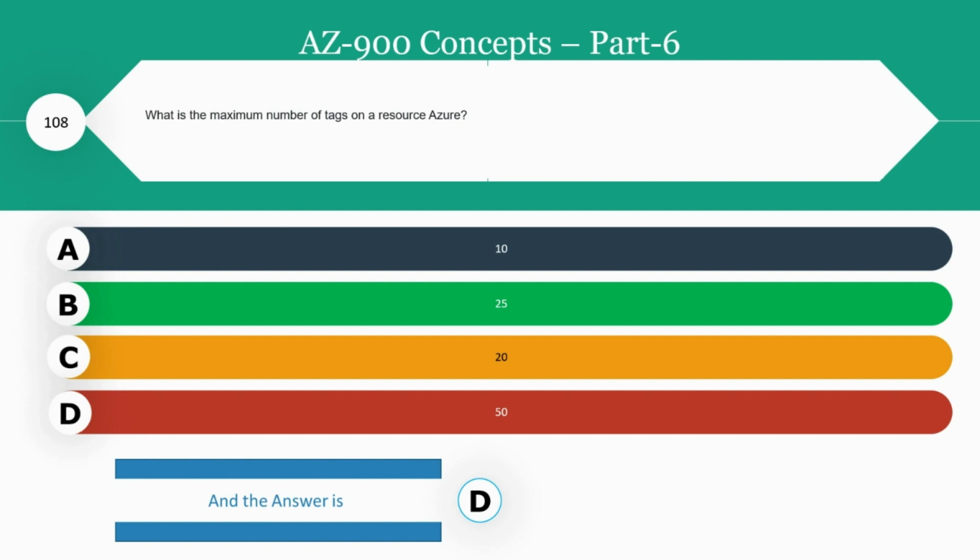The number of tags per resource or resource group is limited to 50. Resource Manager list returns a list of tag names and values in the subscription only when the number of unique tags is less than 80,000. So that is another number you have to remember. The right option for this question is option D, that is 50.